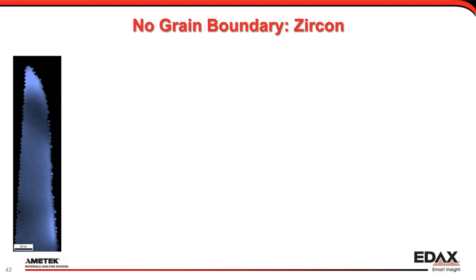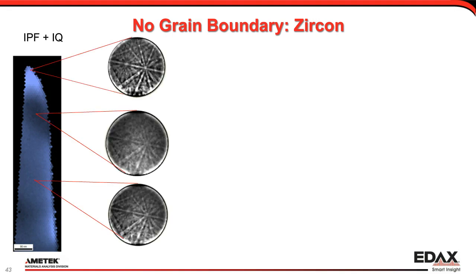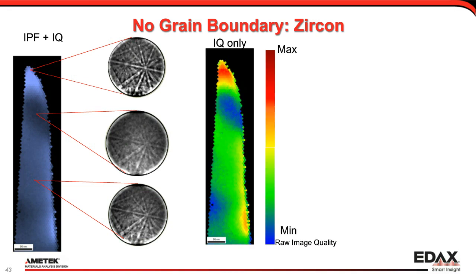Now if we look at our individual Kikuchi patterns, we can see a very sharp one at the tip, a slightly fuzzier one in the center, followed by a better one near the bottom of the tip. And the quality doesn't seem to be related to thickness variations in this case because our worst Kikuchi pattern is in a thinner region. If we look at our image quality only, we see a distinct area of low image quality in this blue region.